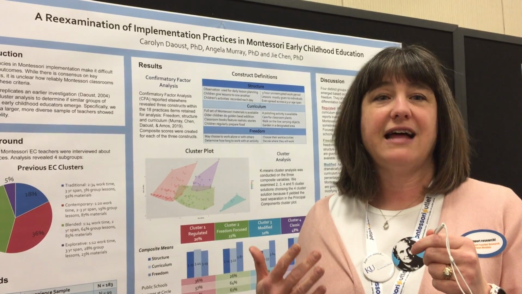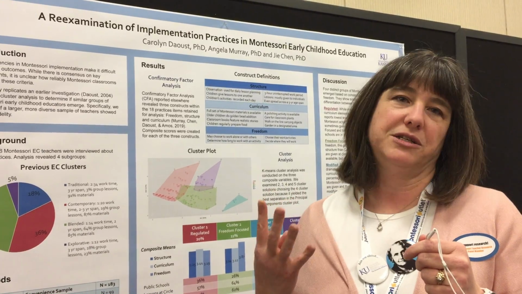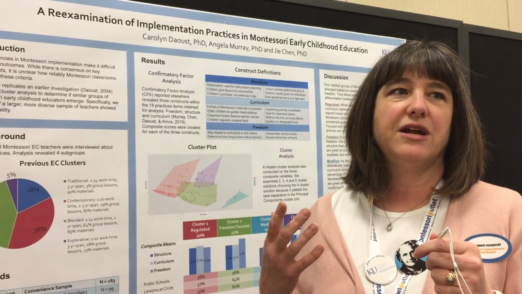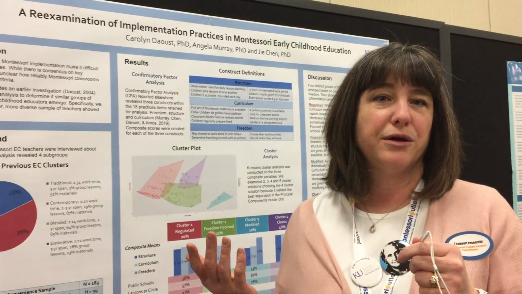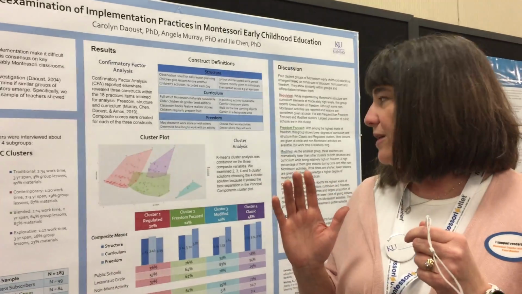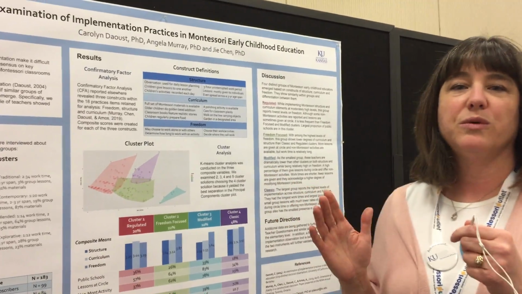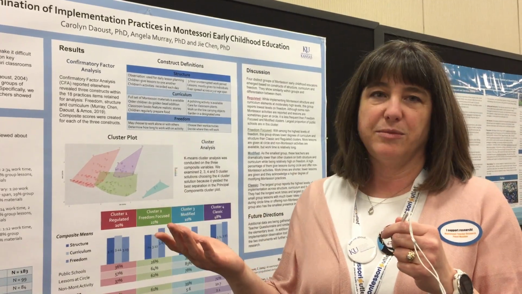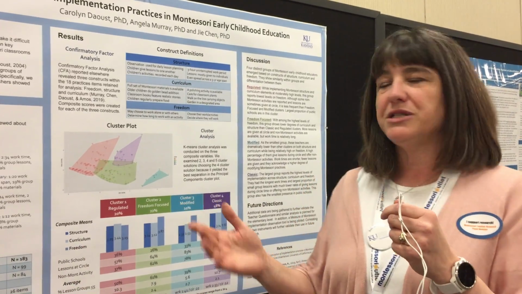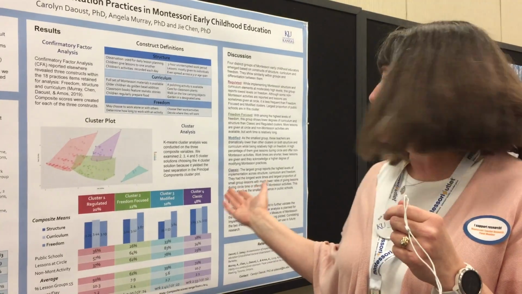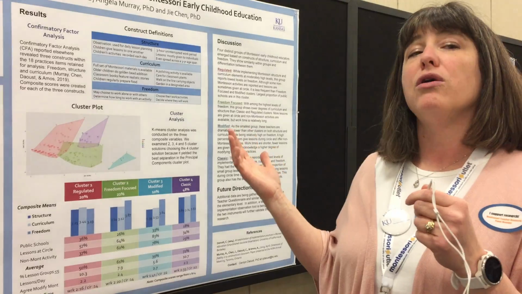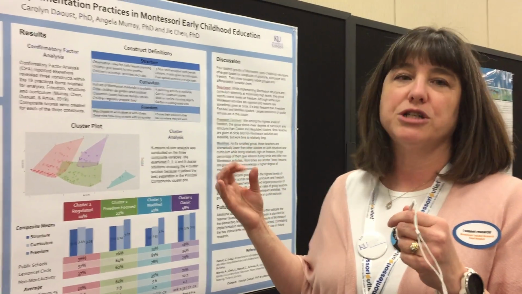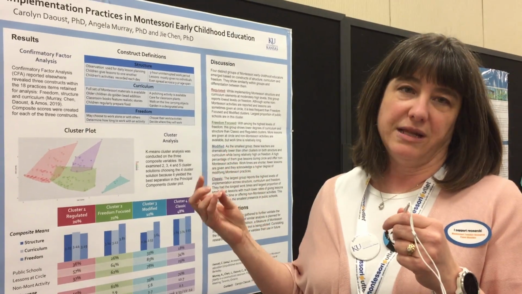So when we did that analysis, we identified 4 clusters, and those clusters are groups of teachers that are similar to one another in terms of their practices, but different from the other groups. The cluster that we would consider probably the most similar to the one Carolyn found in her previous research is the classic cluster, and that represented 48% of our sample, and those teachers were high on all 3 constructs, both structure, curriculum, as well as freedom.